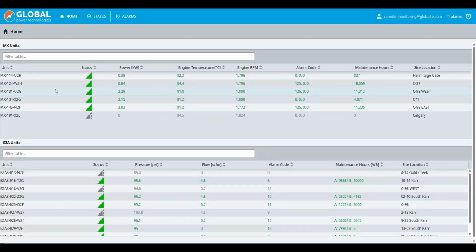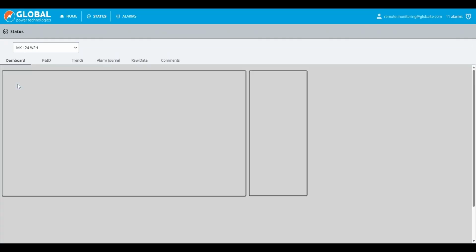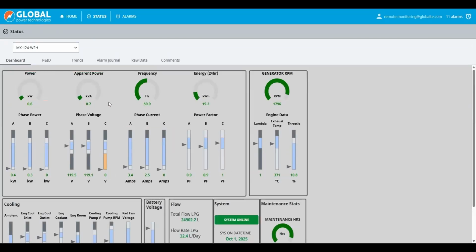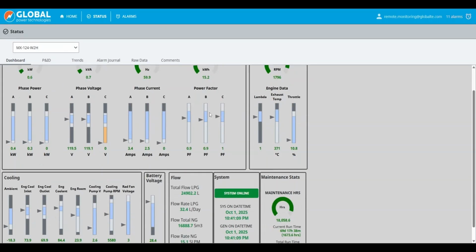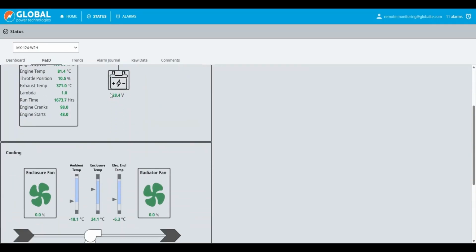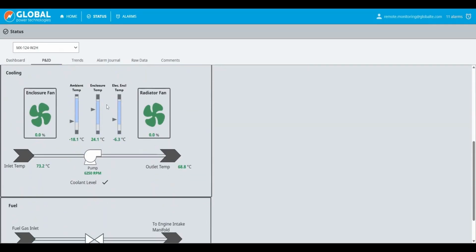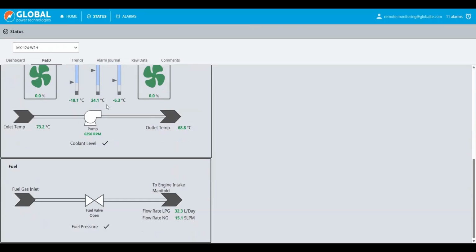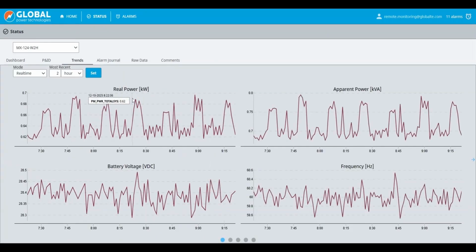So you see that this is the detail of the dashboard here. How much power is produced, the engine parameters, all the temperature data here, how long it has been running, the gas flow, and the maintenance hours. And we also have a simplified P&ID diagram providing similar information, but in a different way. It's relatively easy to use.